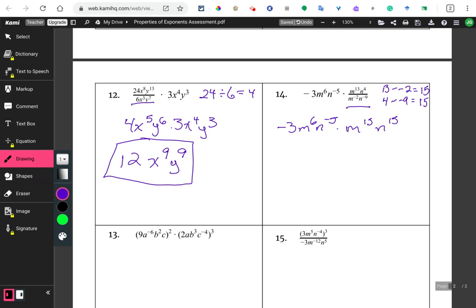Now we just have to add them. So we have negative 3. That just stays the same. M, right, 6. 6 plus 15, which is, so it's going to be m. 6 plus 15 is 21. Okay, n negative 5 plus 15 is 10. Okay, nah, that looks horrible.